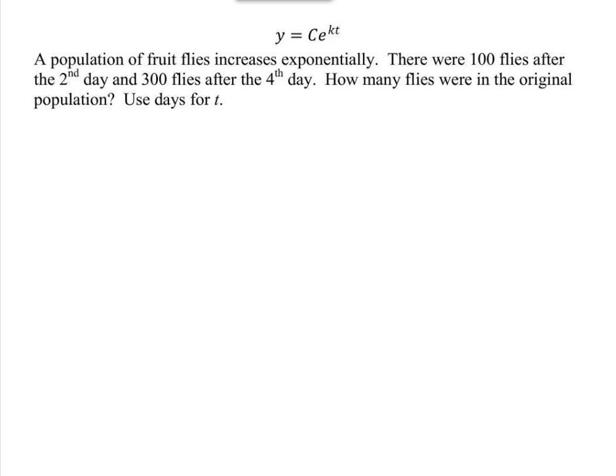We have a population of fruit flies increasing exponentially. As soon as I see that, I know I'm using this formula here. There were 100 flies after the second day and 300 flies after the fourth day. What do we do? Well, let's get some ordered pairs. Ordered pairs is a good start. So what do we have? Good. Time is my independent variable, 2 comma 100. And what's my other ordered pair? 4 comma 300.